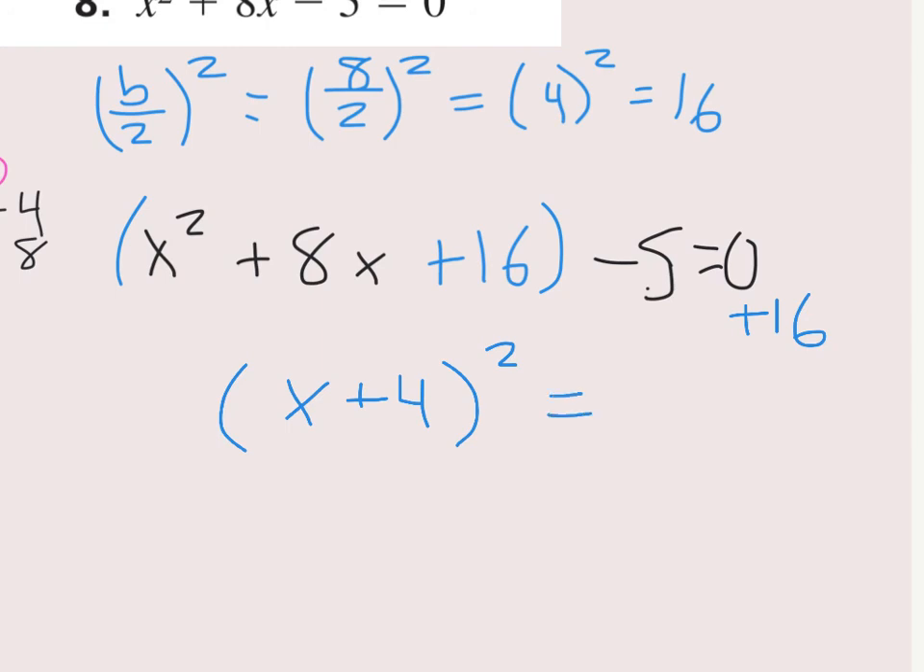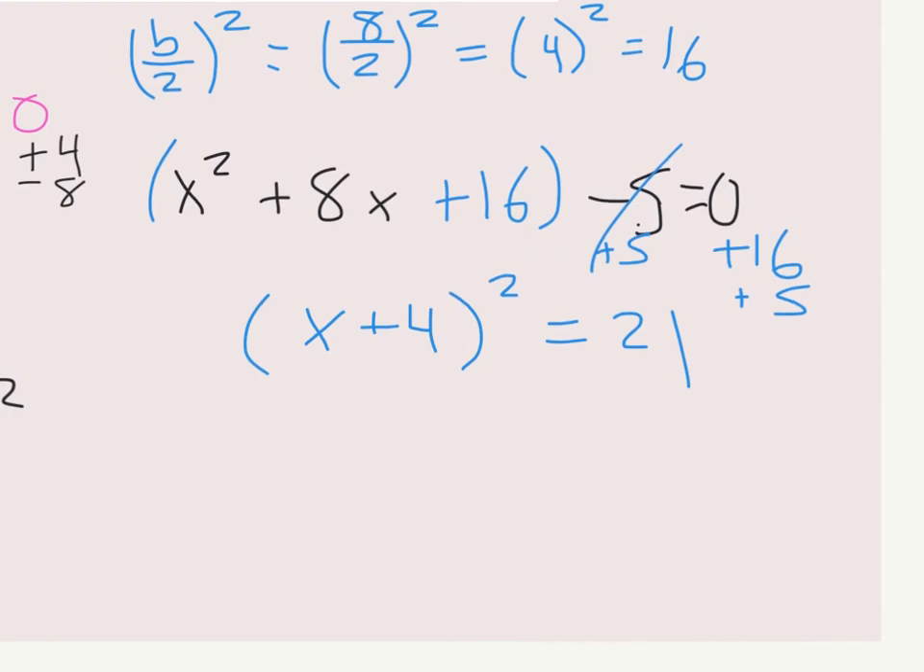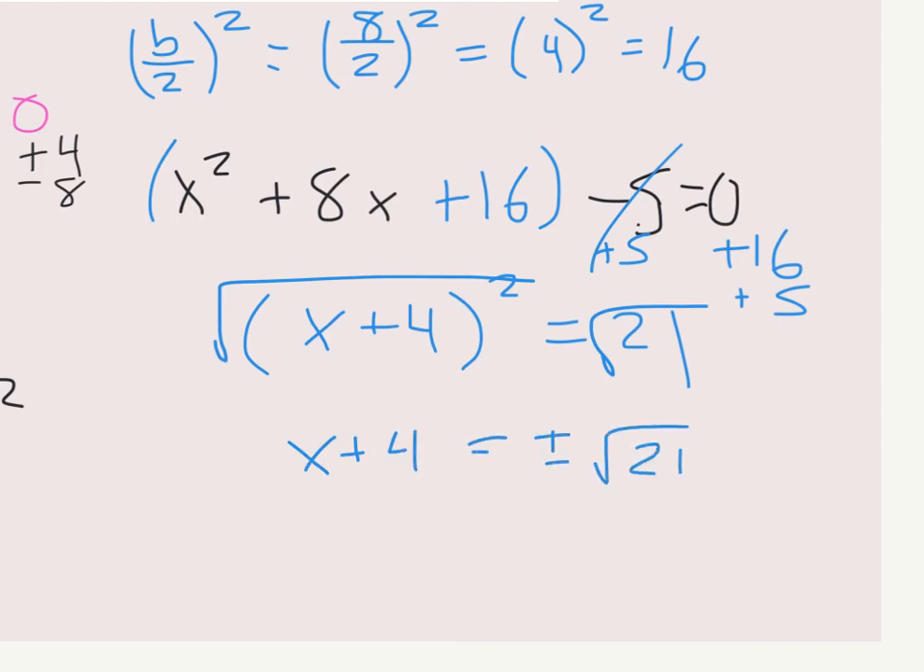And what's that going to be equal to? 21. Awesome. We need to add 5 to both sides to get that 5 to the other side. So 16 plus 5 is 21. Now what do we do to solve? Take the square root of both sides, so we get x plus 4 is equal to plus or minus square root 21.